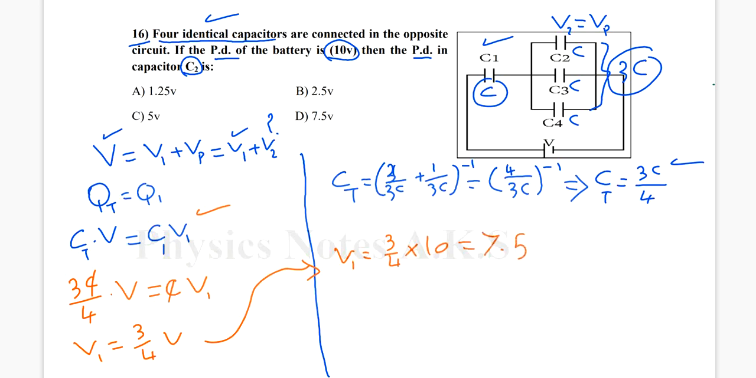Now I go back to this equation and I write V, which is 10, equals V1, I just found it, 7.5, plus V2, okay? And that makes V2 equal 10 minus 7.5, which is 2.5 volts. So the answer is B, okay?